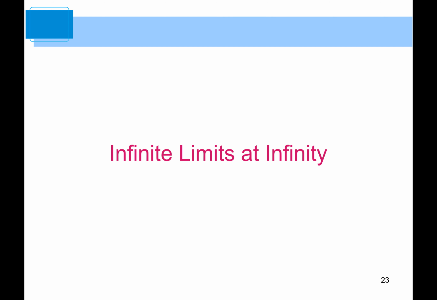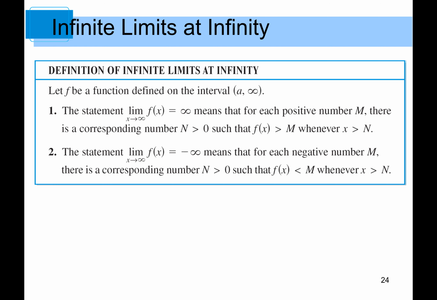And let's take a look at infinite limits at infinity. So the definition of infinite limits at infinity: let f of x be a function defined on an interval a, comma, positive infinity. The statement limit when x approaches positive infinity of f of x equals infinity means that for each positive number M, there is a corresponding number N greater than 0, such that f of x is greater than M whenever x is greater than N.